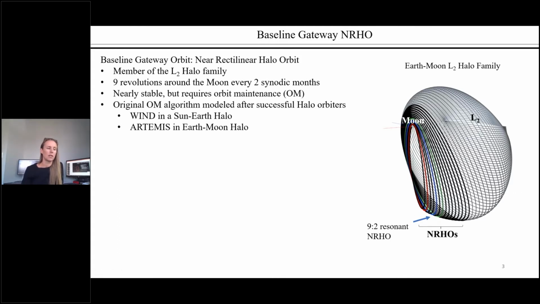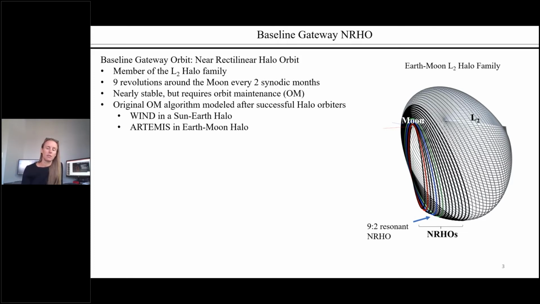This particular NRHO is at a 9:2 resonance with the lunar synodic period, which means that the spacecraft makes 9 revs around the moon for every 2 synodic periods of the moon around the Earth. So we have a repeating sun, Earth, moon geometry that we can take advantage of. Now, this orbit is nearly stable in a linear analysis, but it does require orbit maintenance to stay in it long term. We modeled our original orbit maintenance algorithm after successful halo orbiters.